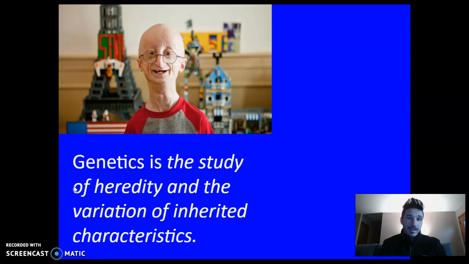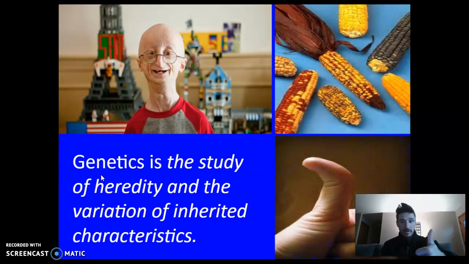Genetics is the study of heredity and the variations of inherited characteristics. So remember, DNA has variations to it. Mutations occur within DNA. Now, we don't exactly know what heredity means just yet, but we're going to define it a little later on.